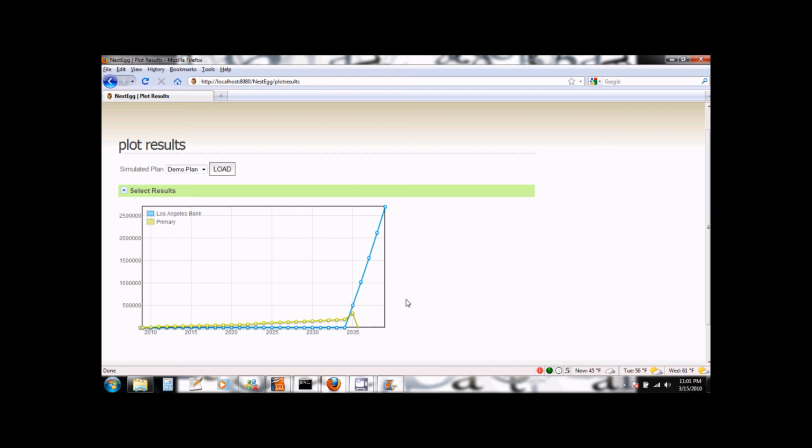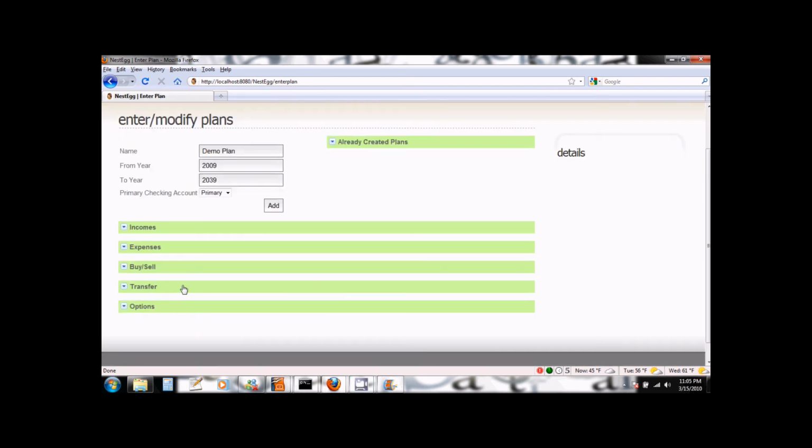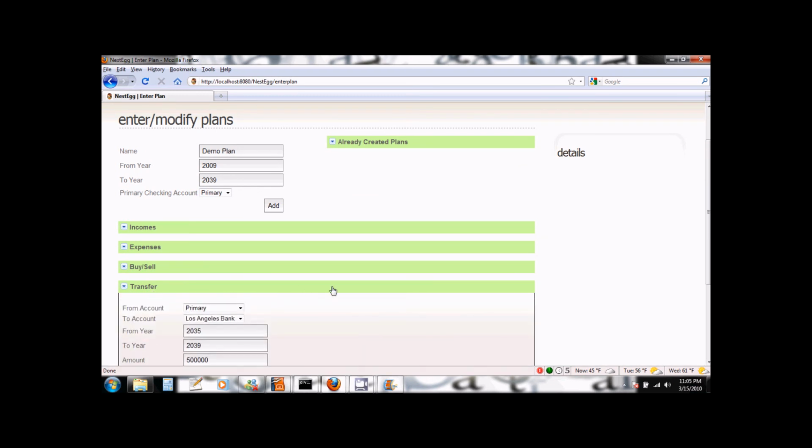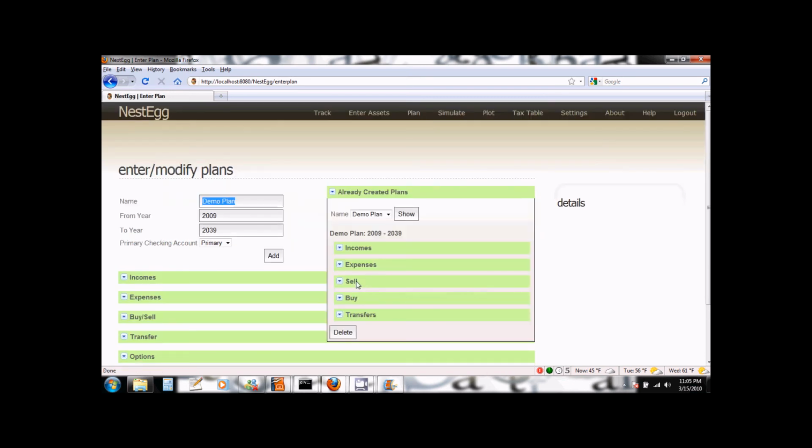Here is a point I would like to make. You also want to always make sure that your primary checking account never dips to 0. The moment you see it dip to 0, it is a red light warning that something is wrong. So we go back to our plan, go to the transfer, and now we make the transfer in the year 2036, and we click on add.